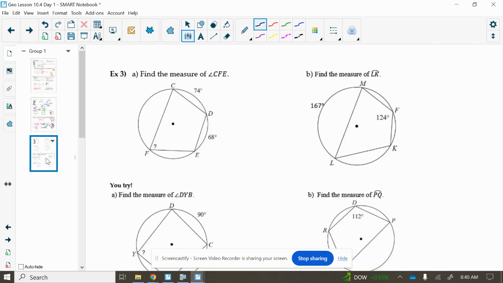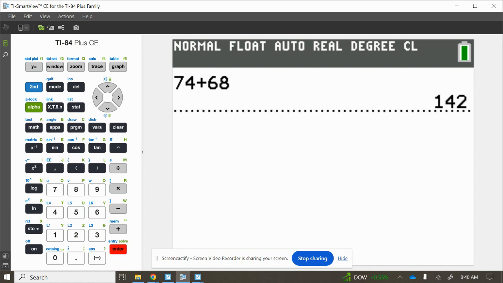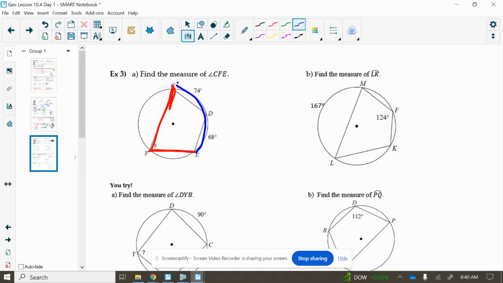On the back, we have another example. We are looking for the measure of angle CFE. So this question mark here. Notice this is opening up onto officially two arcs that are being given, 74 and 68. Well, if we add 74 and 68, we see that that whole arc together would be 142. And our angle then is going to be half of that 142-degree measurement. So it's going to be 71 degrees.